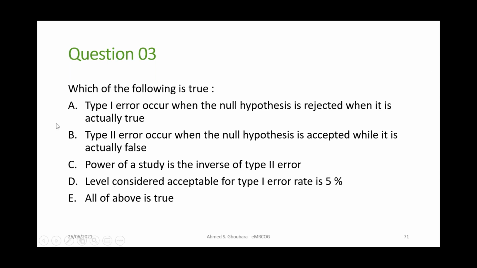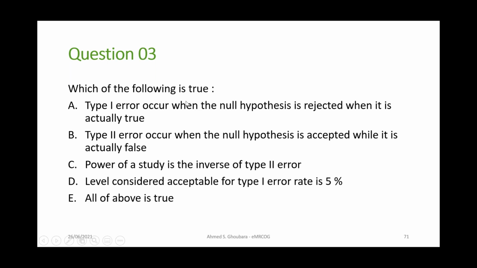So as I told you, did you see number D? It's talking about the cutoff for type 1 error, which is 5%. What's the cutoff for type 2 error? The cutoff is 20%, perfect. And the minimum power of the study, which is 80%, perfect.